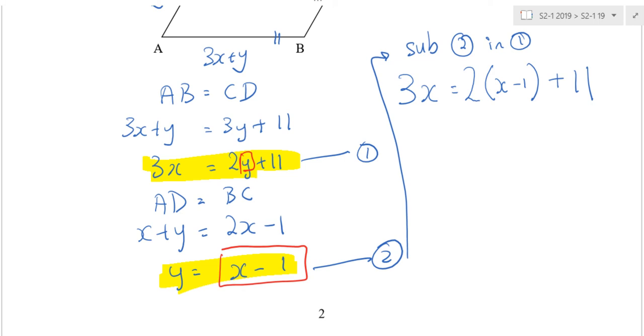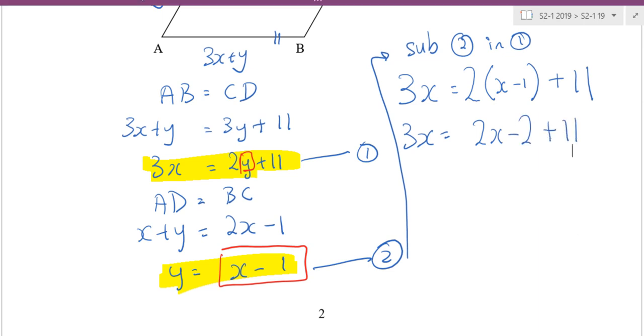I want those who really don't understand, please tell me so that I can explain in a different language. Okay, good. Next, what do I do? I will expand. Expand means I want to remove the 2, right? In the bracket, right? Let's have Morgan to help us. When I expand, what do I get? 2x minus 2 plus 11.